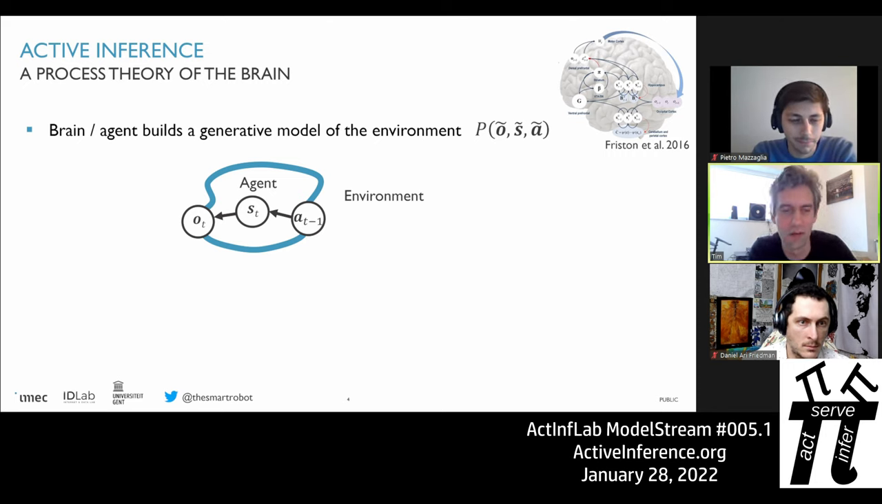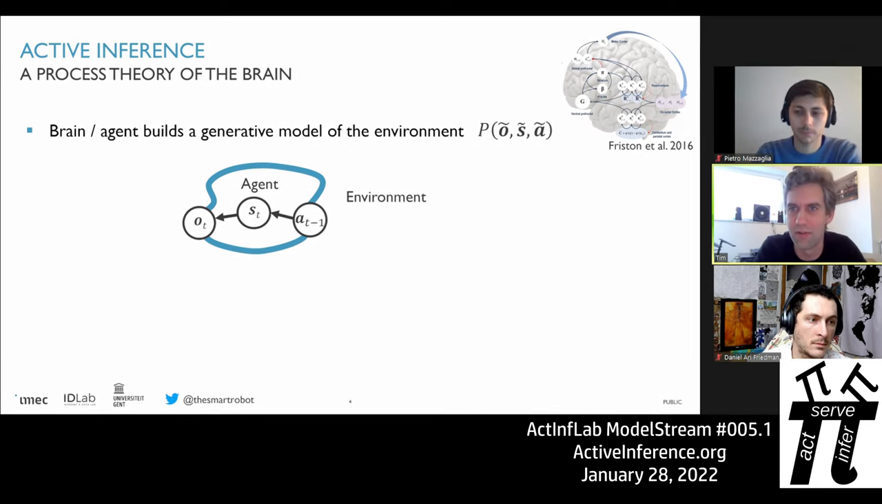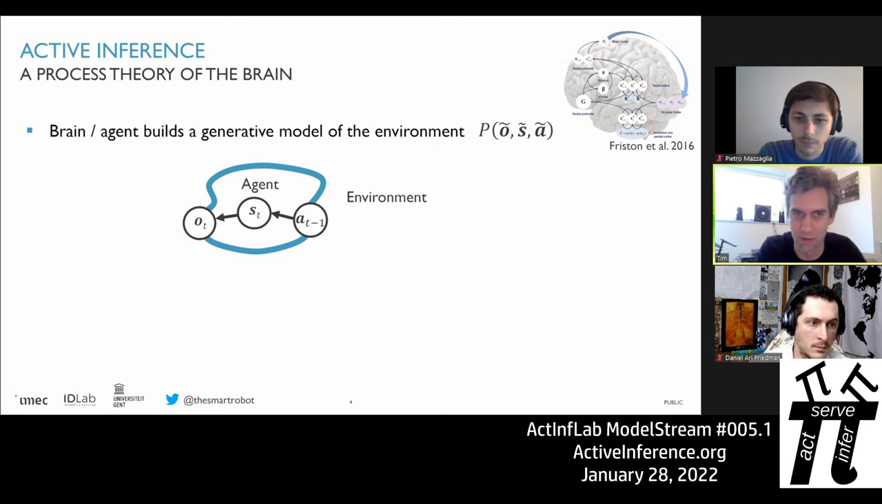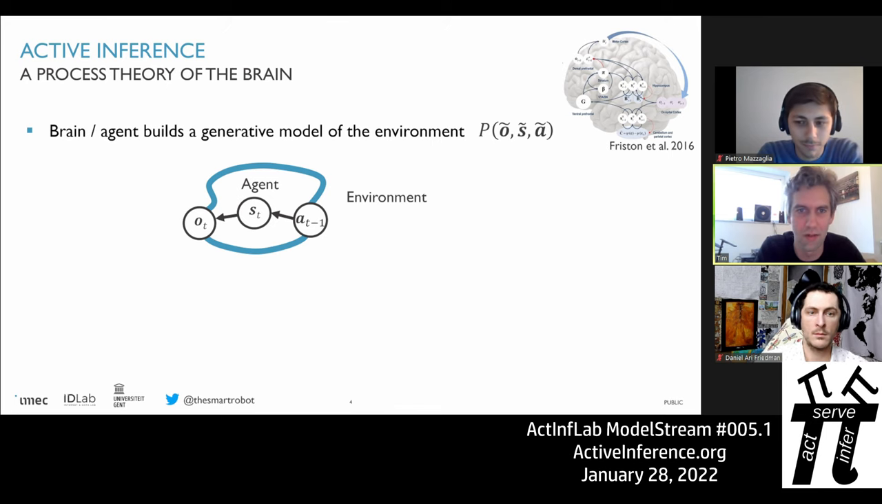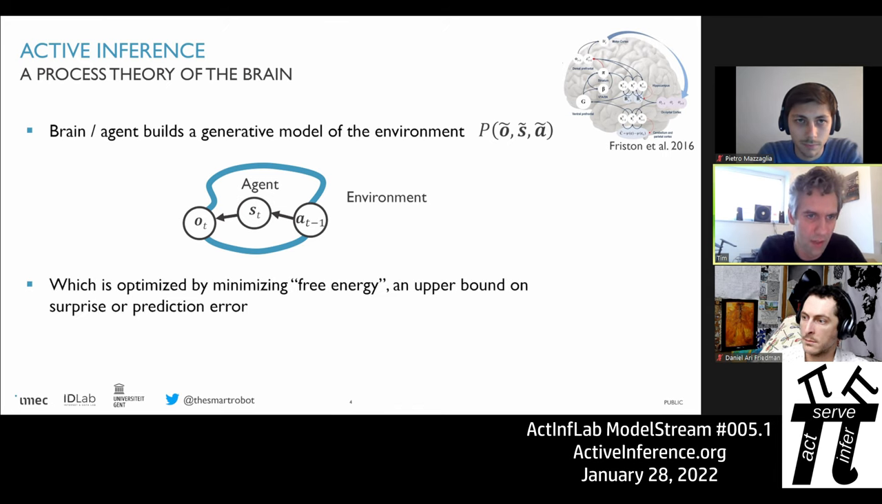If you can build such a model, then this enables the agent to plan some actions to bring the agent to some preferred observations or outcomes and so forth. But the crucial bit is how do you get this model of what happens if I do my actions, how does this influence the state, and how does this influence the outcomes that I see. The crucial part in active inference is twofold. First of all, the agent does this by optimizing so-called free energy, which is an upper bound on surprise or prediction error.